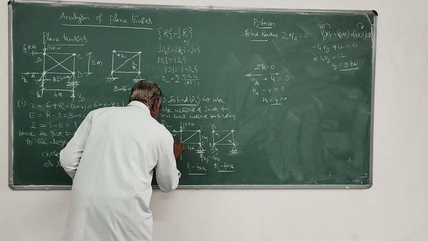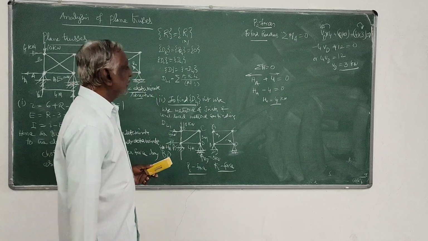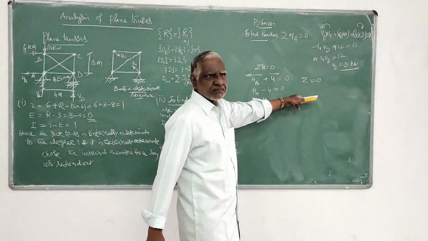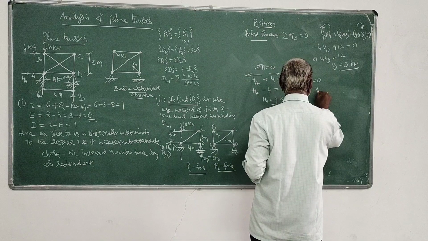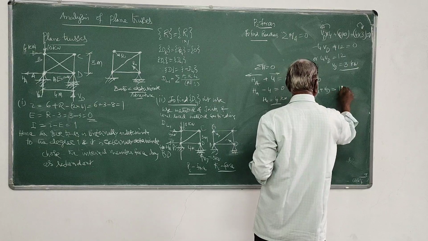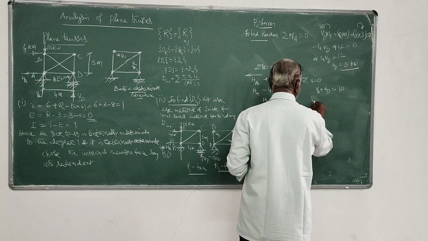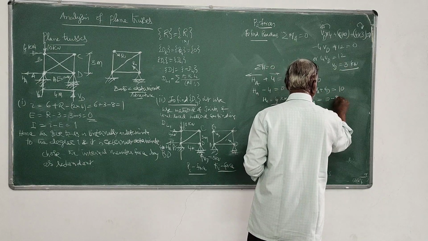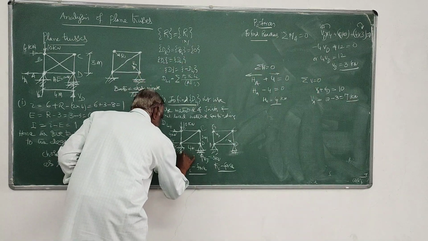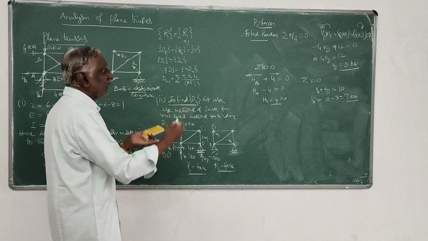So this is 4 kilonewtons. HA equals 4 kilonewtons. Then I will use sigma V equals 0. These are the 3 equations of statics I have used. So I will get VA plus VD, both acting in the upward direction, equal to 10, which is acting downward. VD is 3, therefore VA is equal to 10 minus 3, that is 7 kilonewtons. So this VA is 7 kilonewtons.